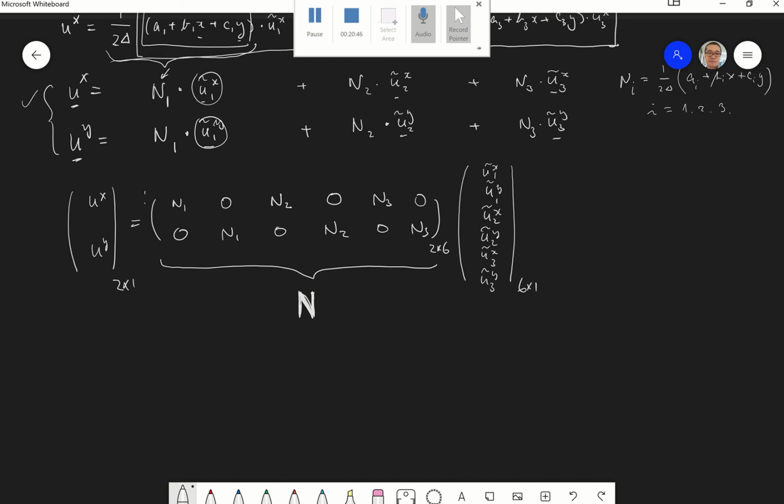So this matrix, at the end, is going to be our shape function for a triangular finite element. Okay, so now we are done for this part.